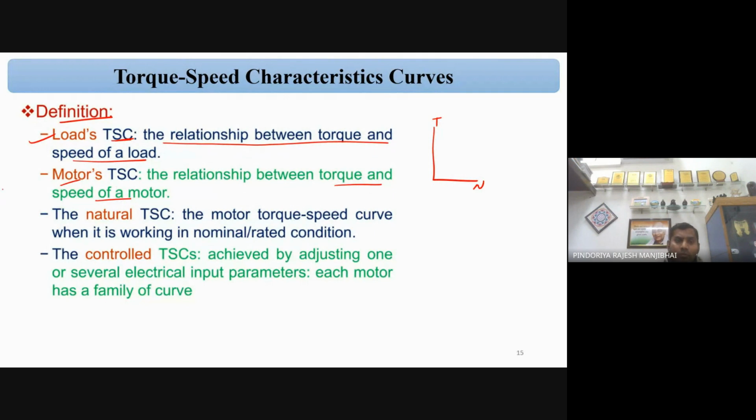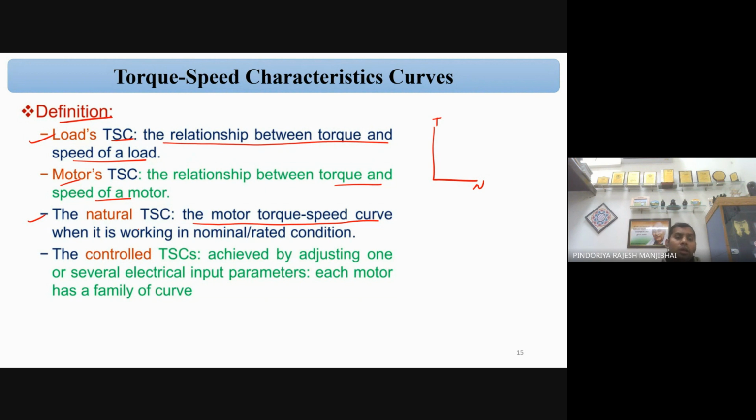The natural torque speed characteristic is the motor torque speed curve when it is working in the nominal rated condition. So that is a normal condition. It operates in the steady state condition. That is the normal operation, the natural condition of the torque speed characteristic.